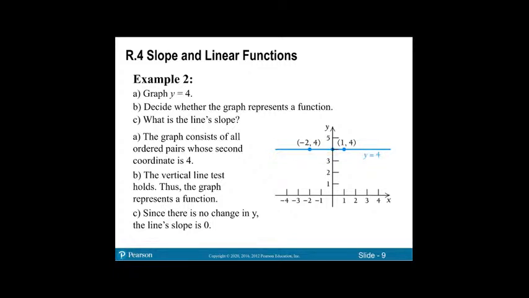And then, is this a function? Notice that it passes the vertical line test no matter where we draw a vertical line. It touches the graph once, so then it is a function. Every y corresponds to exactly one x. And we said that the slope was 0.